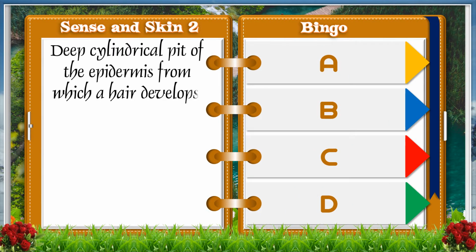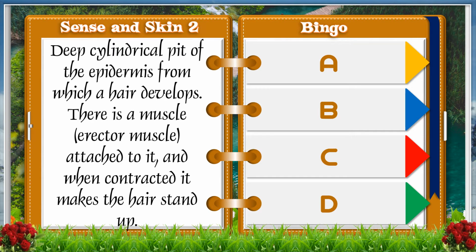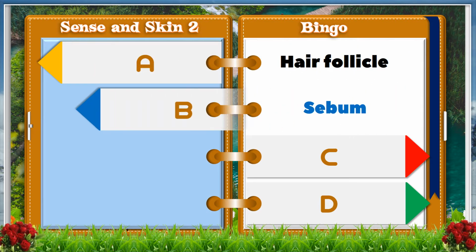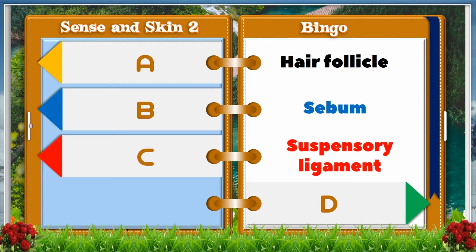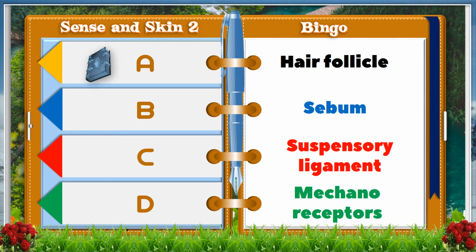Deep cylindrical pit of the epidermis from which a hair develops. There is a muscle, erector muscle, attached to it, and when contracted, it makes the hair stand up. A. Hair follicle. B. Sebum. C. Suspensory ligament. D. Mechanoreceptors. And the answer is A. Hair follicle.